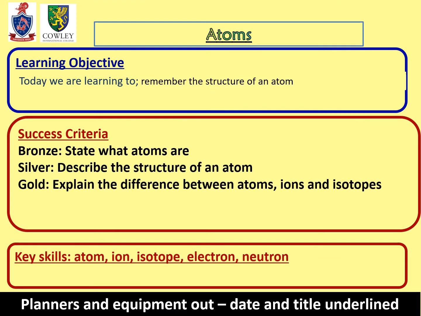So the main learning objective today is to learn to remember the structure of an atom. Some of you might have a clue about this already, and for others this will be new information. We're going to start by stating what atoms are. We'll describe the structure of an atom, and then hopefully we'll go on to explain the difference between the words atoms, ions and isotopes. We have some new vocabulary today: atom, ion, isotope, electron and neutron. Okay?